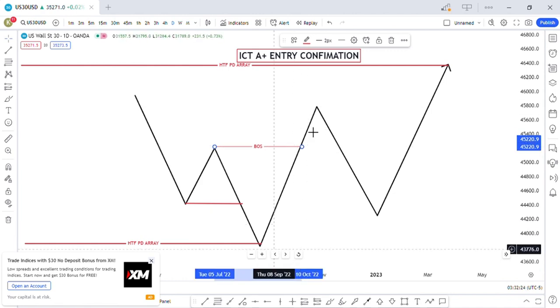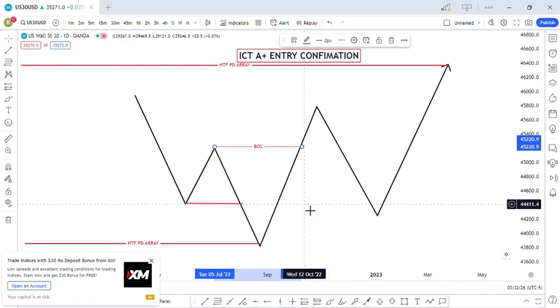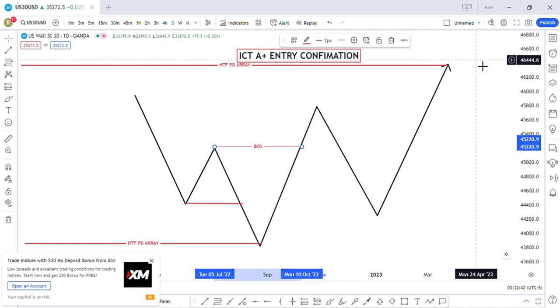So when you look for the A plus ICT entry confirmation checklist, you look for mostly four things. I look for mostly four things, but there can be six. You look for a fair value gap, you look for an order block, you look for a breaker block, you look for discount and premium, and you look for OTE. Those are the things that you look for.